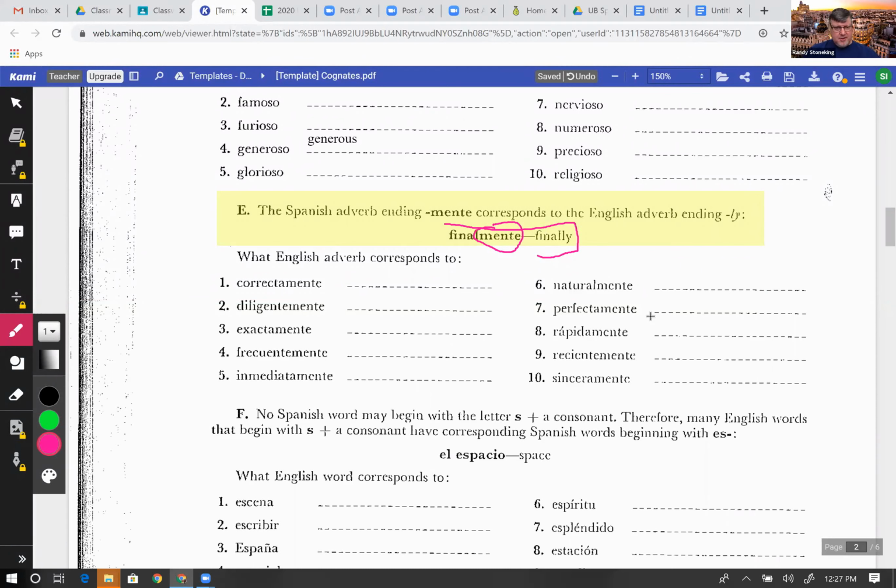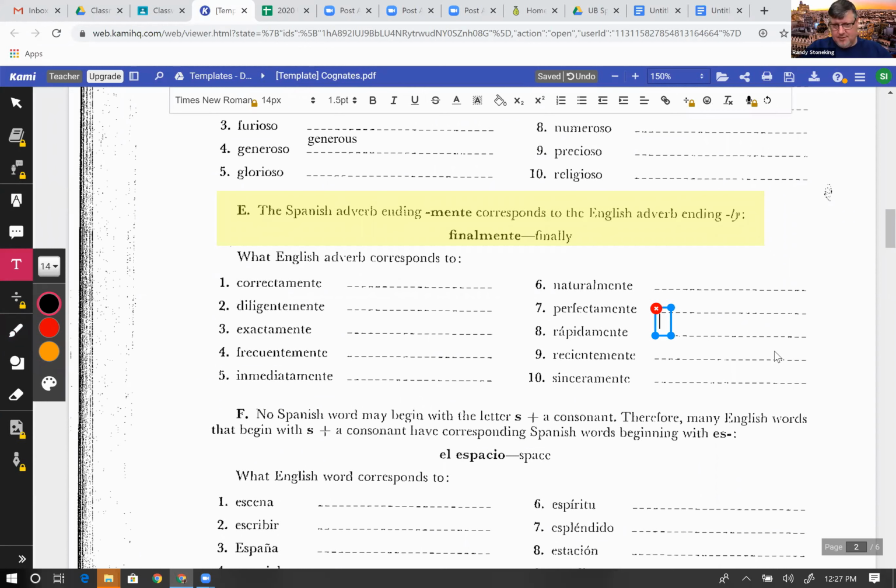Okay, so let's see if we can do these. All right, we're gonna do an easy one first. So let's do number 8. What do you guys think number 8 would be? Rápidamente. So if I take the word rápidamente and I take the M-E-N-T-E, turn that into an L-Y, it becomes rapidly. Estamos aprendiendo muy rápidamente. We're learning very rapidly.